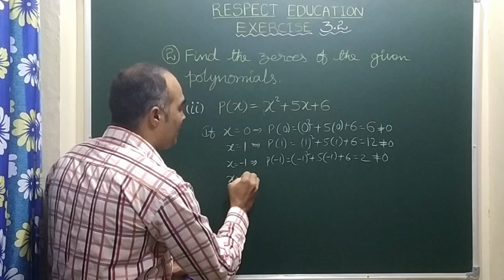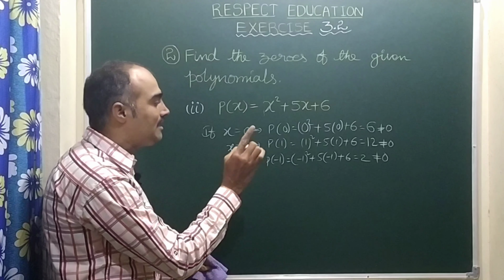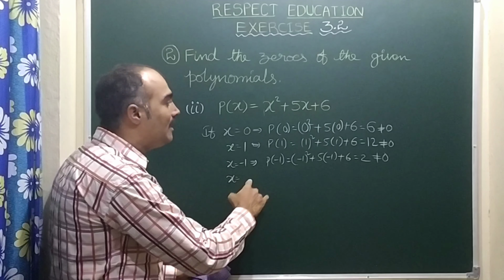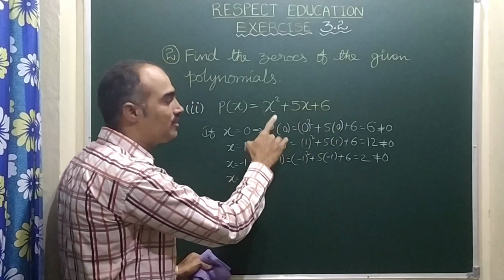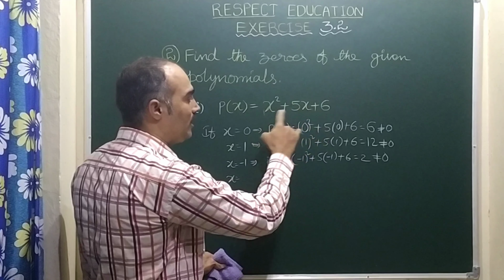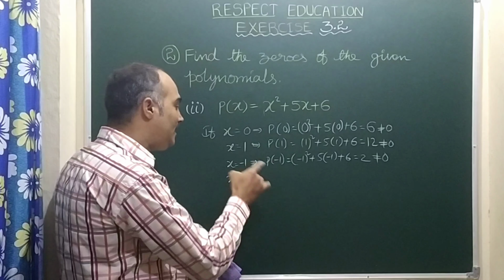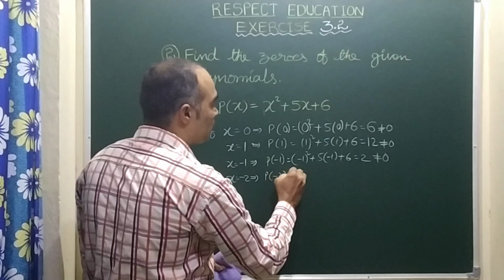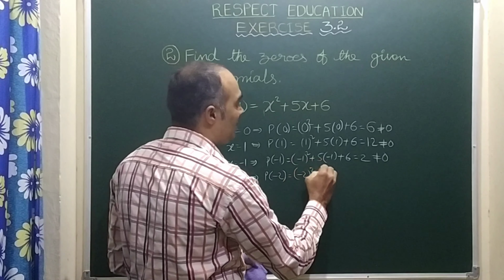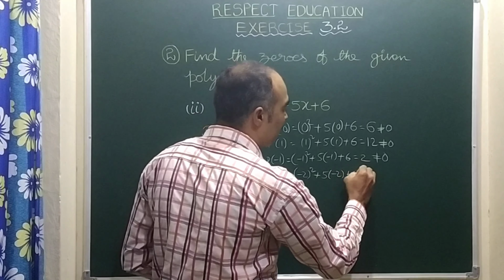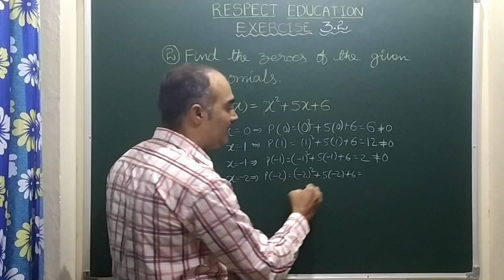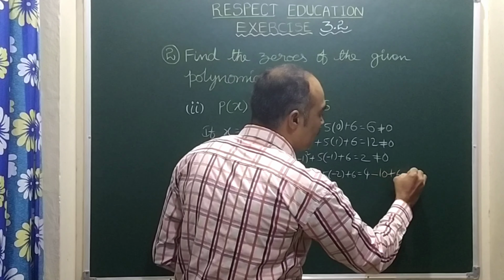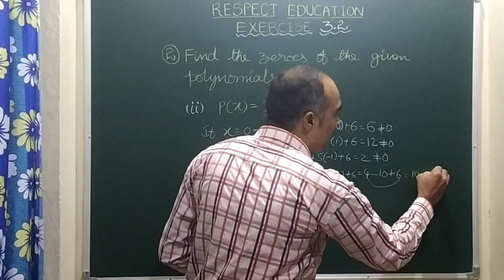Here we can substitute 2 also, children, but see the simple logic: all the terms are positive. If you substitute 2, then definitely it won't be 0. For example, 2 square is 4, 5 twos are 10, 14 plus 6 is 20. So that's why let us check with negative numbers. Here I am taking minus 2. So p of minus 2 is minus 2 whole square plus 5 into minus 2 plus 6. Minus 2 whole square is plus 4, minus 5 twos are minus 10, plus 6. So 4 plus 6 is 10, 10 minus 10 is 0.